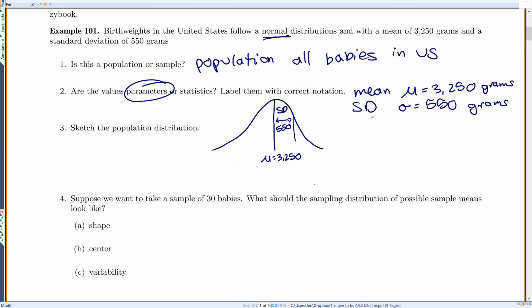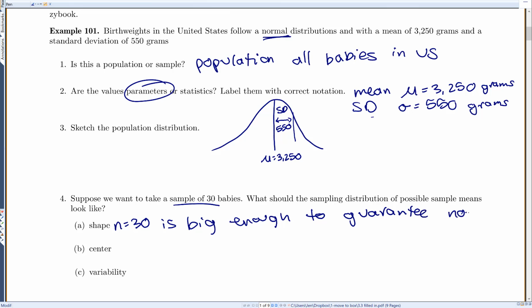Now, let's suppose we want to take a sample of 30 babies. Just using the theory, what should the sampling distribution of possible sample means look like? We haven't done any simulations yet, just theory. So the shape: look at the sample size. n equals 30 is big enough to guarantee normal for any population. However, we started with a normal population, remember?